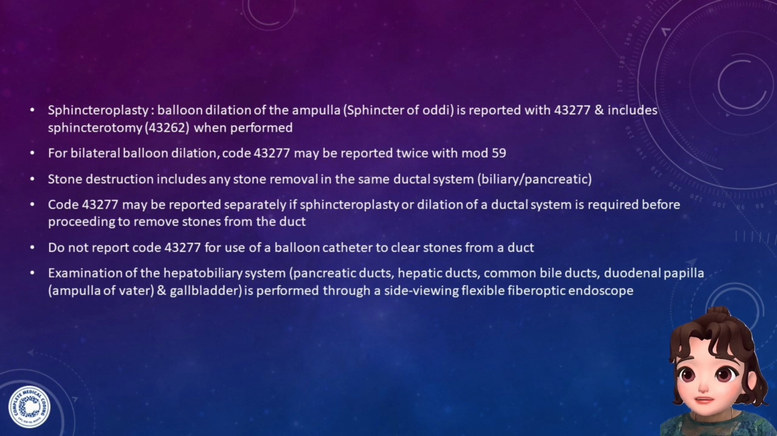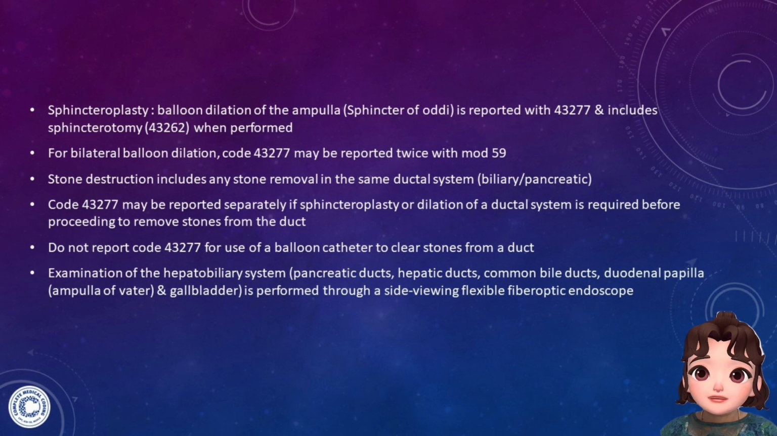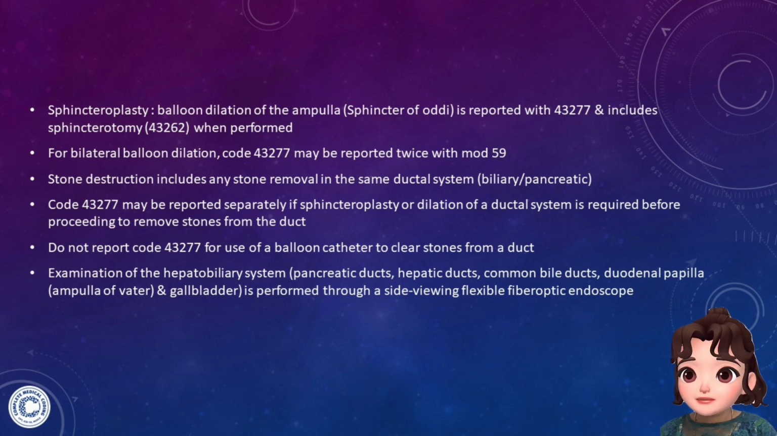Then another guideline, stone destruction includes any stone removal in the same ductal system, biliary or pancreatic. It can be any ductal system, but for stone destruction, the stone removal is already included. Destruction and removal both are included. Means it cannot be like coding destruction initially and then removal of the stone coding separately. It's not possible. It cannot be reported like that.